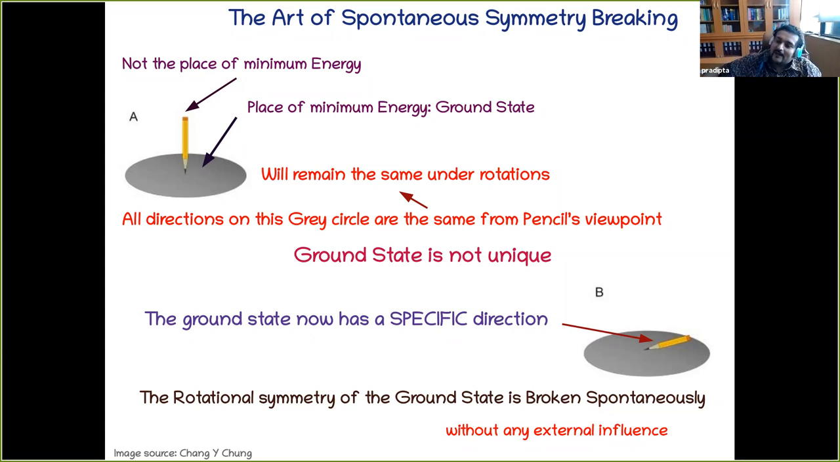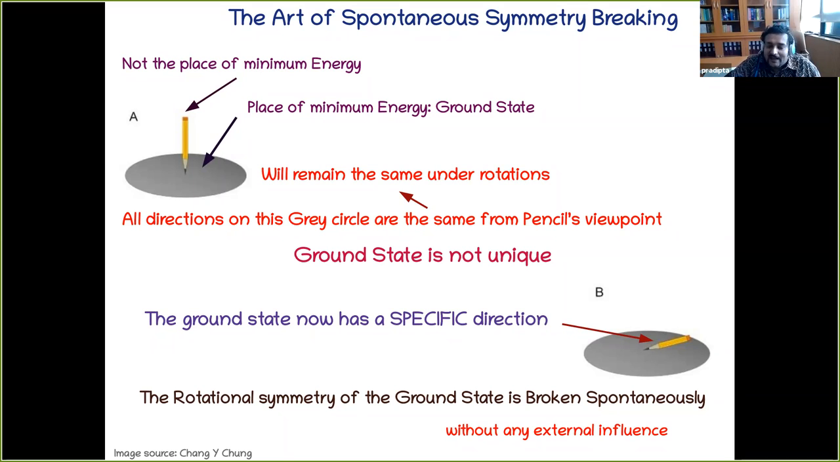But when it's going to lie down, if I let it go, the chance of having the pencil or the pen in a particular direction is completely random. Because from the viewpoint of this pencil, this gray shaded area, where the radius of this gray area is equivalent to the length of this pencil, any particular position in this gray circle is equally possible as a ground state. So in terms of physics language, you can say that we have the rotational invariance of the ground state.